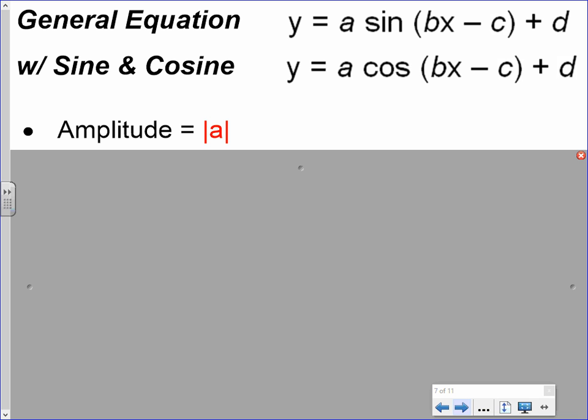B, when we have a number inside of our function multiplied to the x, what does that affect? Chapter 1. Horizontal stretch or shrink. So if we're talking about horizontal stretch or shrink with a sine or cosine graph, what is that affecting? The period. Now, since our parent functions both have periods of 2 pi, it's probably an important number, right?